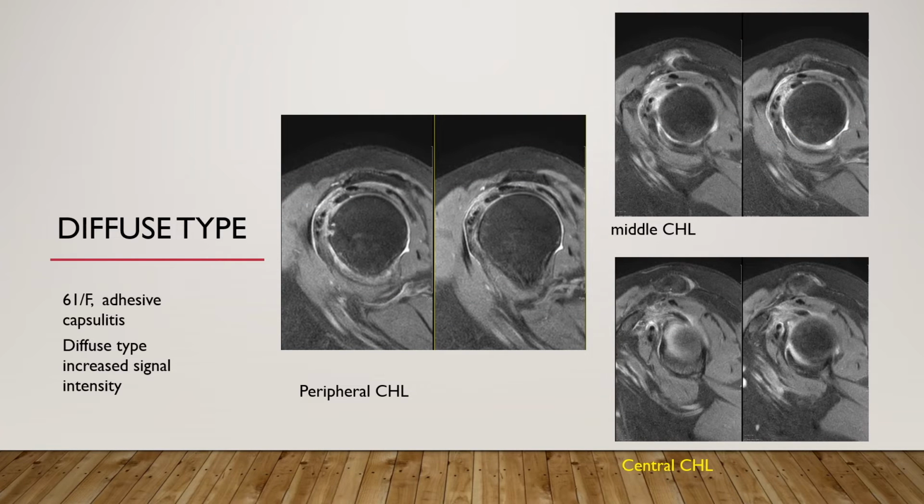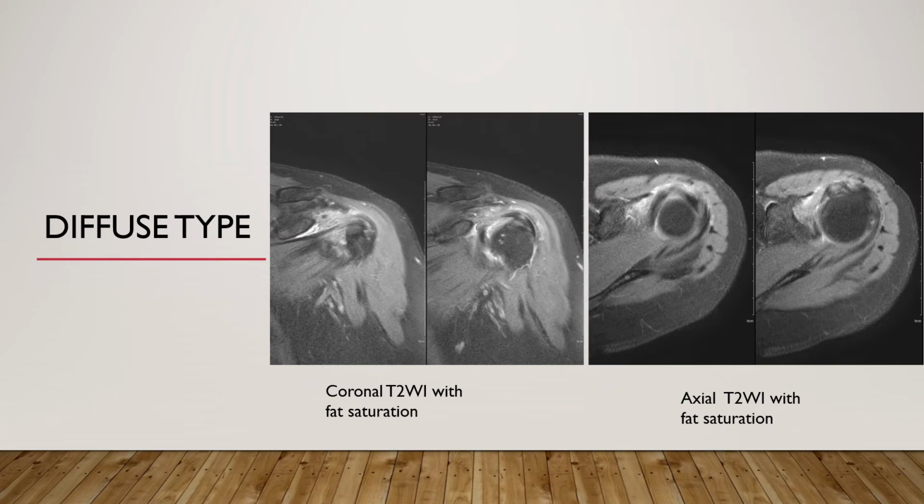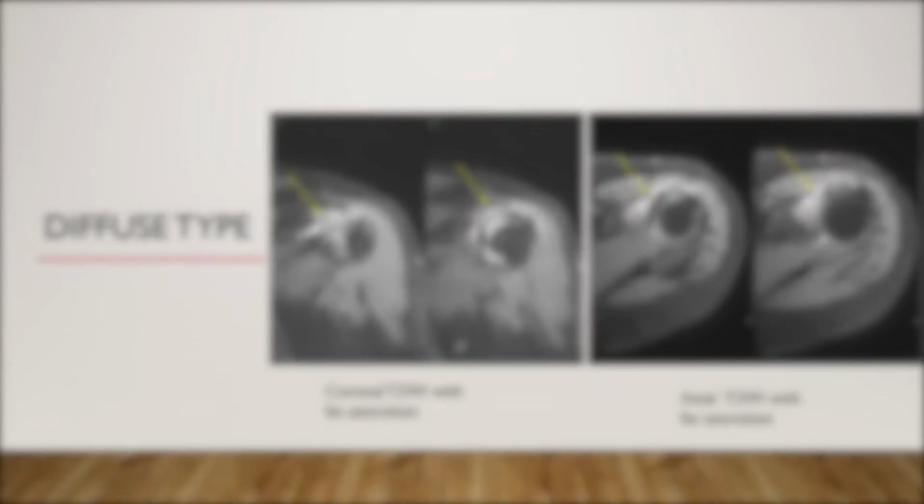Swelling and high signal intensity are shown in the peripheral, middle, and central coracohumeral ligament. These are coronal T2 weighted and axial T2 weighted images. Coronal and axial T2 weighted images show diffuse high signal intensity in the entire course of the coracohumeral ligament.